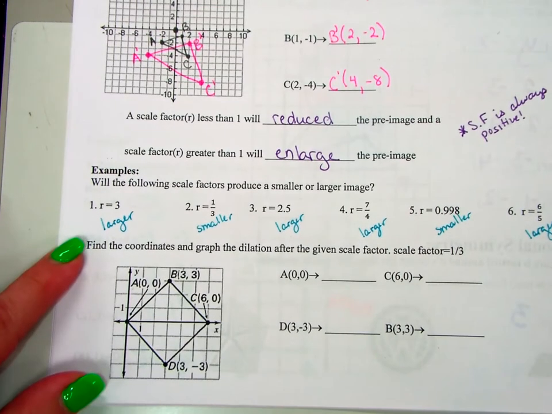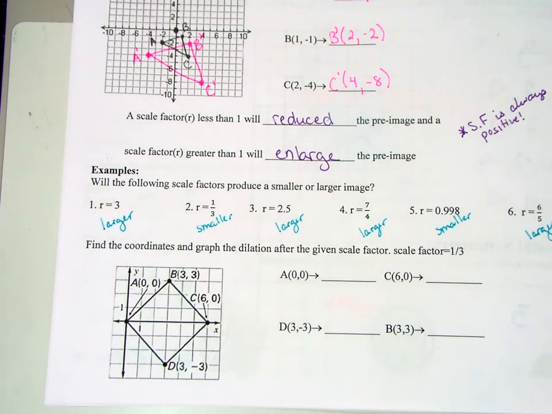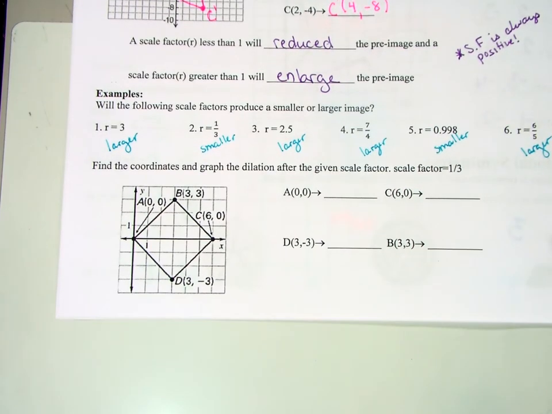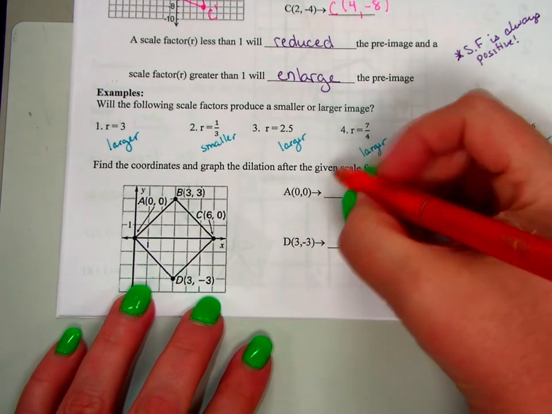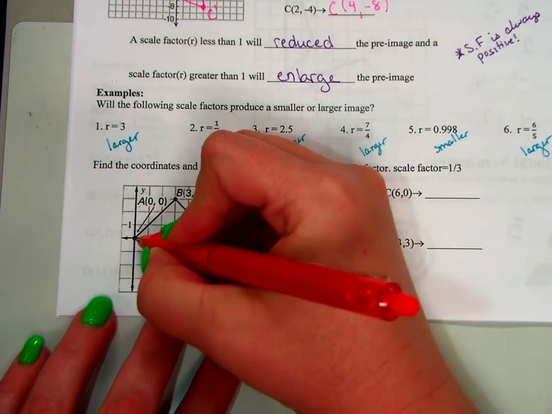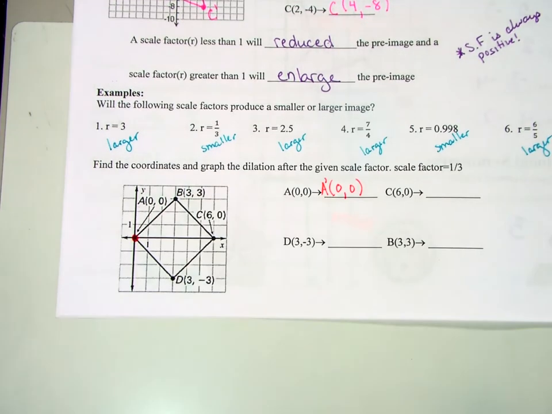Find the coordinates and graph the dilation after the given scale factor. My scale factor is 1/3. So do I expect my image to get bigger or smaller? Smaller. Okay, it should be 1/3 the size of the original. So A is at 0, 0. What do I get when I multiply by a scale factor of 1/3 if my x and y are 0? 0. So A prime is going to be at 0, 0. So A and A prime are at the same exact spot.